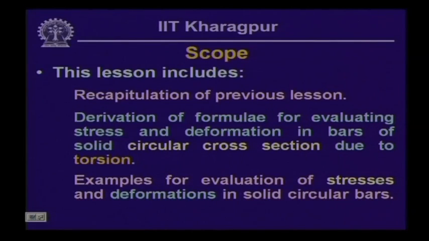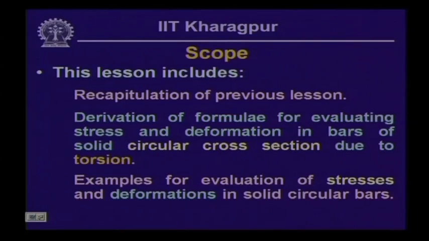Hence, the scope of this lesson includes the recapitulation of the previous lesson, as we do in other lessons: we will discuss the questions which I posed last time in the form of answers, so that we can recapitulate the previous lesson. We will be deriving the formulae necessary for evaluating the stress and the deformation in bars of solid circular cross section, which arise due to the application of the twisting moment or torsion, and then we will look into some examples for evaluation of stresses and deformations in solid circular bars.